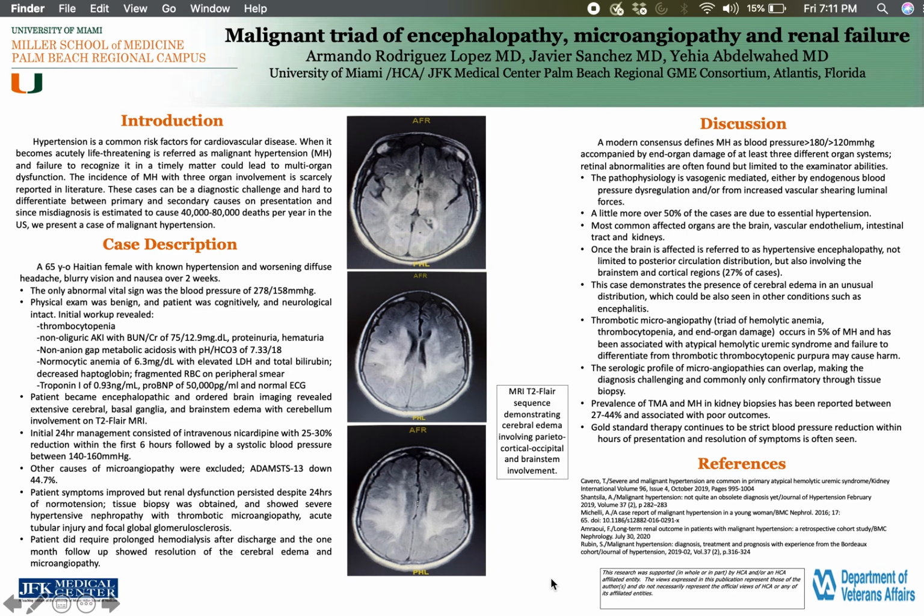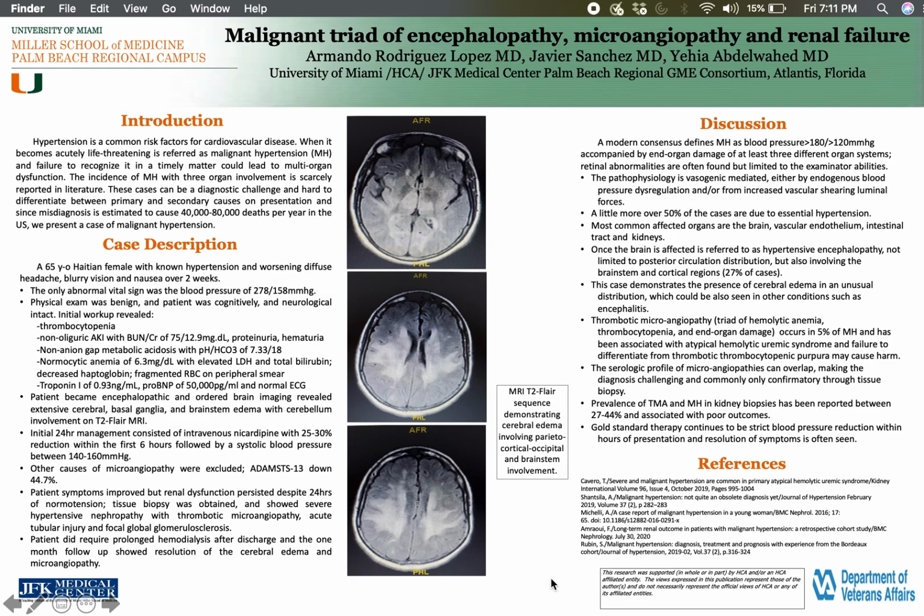This was a 65-year-old Haitian female with no known hypertension and worsening diffuse headaches, blurry vision, and nausea for over 2 weeks. Upon arrival to the ER, she was noted to have a blood pressure of 278 over 158 millimeters of mercury.